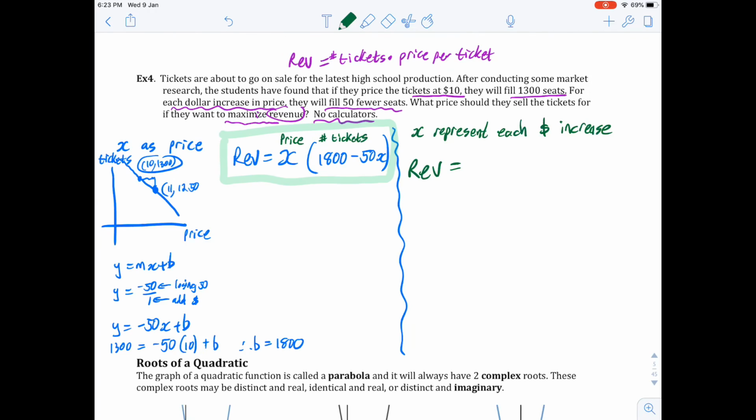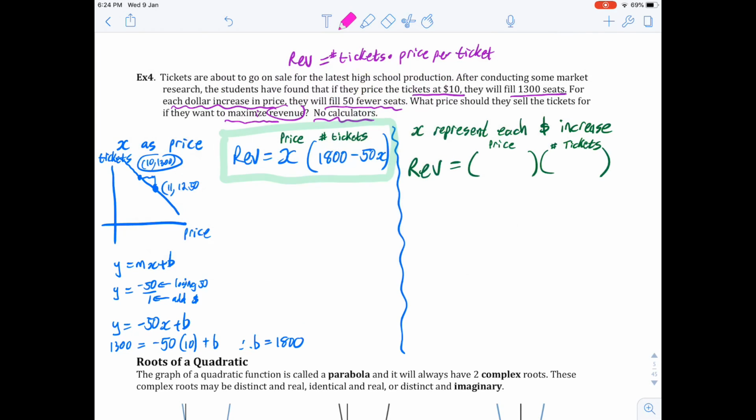The revenue is then going to be, I'm going to start off here. The first set of parentheses will represent the price. The second set of parentheses will represent the number of tickets, and we're just going to base it off the information that we already have, which is $10 and 1,300 seats. And so if the price is $10, for each additional dollar, the number of tickets, which starts at 1,300, is going to go down by 50. And so the advantage, of course, of this approach is that it allows us to get the function really quickly.